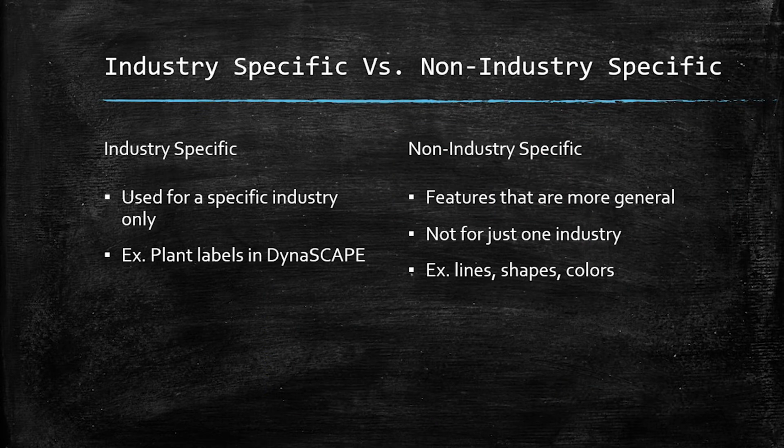There are two different types of softwares that we work with, one being industry-specific to landscape and the other non-industry specific that can be used across a wide range of industries. An example of industry-specific software is DynaSCAPE and how it can be used on plant labels. Non-industry specific software has tools that are more general and can be used by a more wide range of applications. For example, tools like lines, shapes, and colors are more non-industry specific.